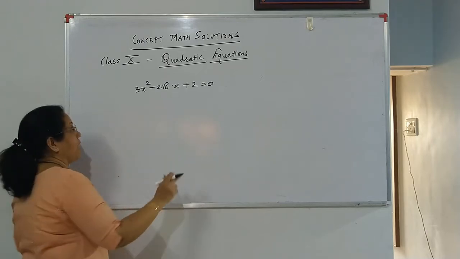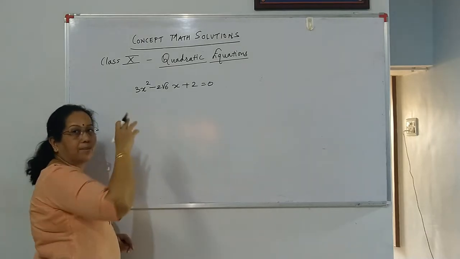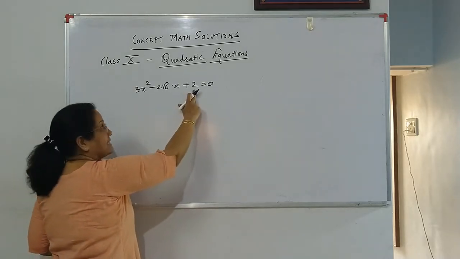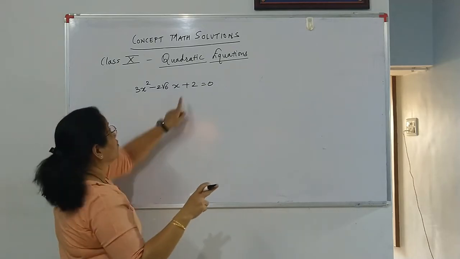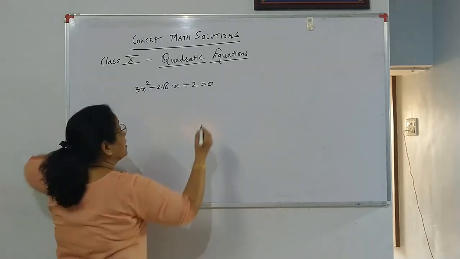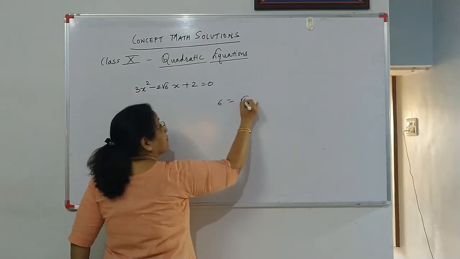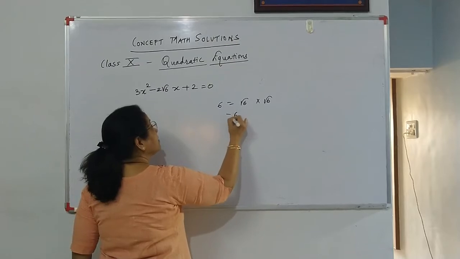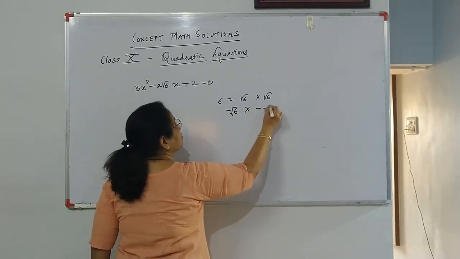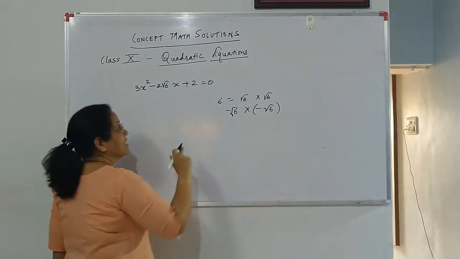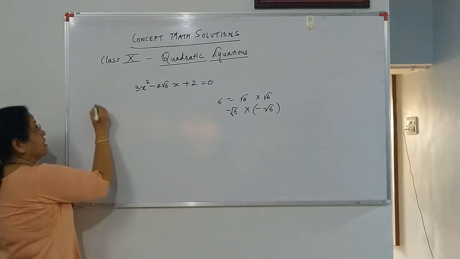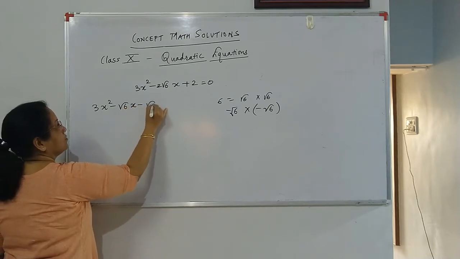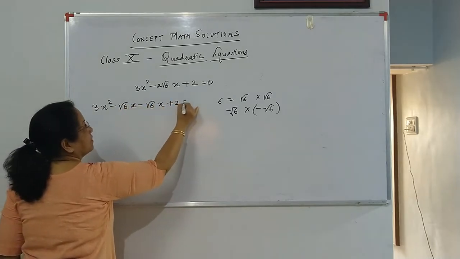Now there are two approaches. Either you break it in square or you find the factors. This is 3 2s are 6. We need factors of 6 whose sum is minus 2 root 6. So factors of 6 would be root 6 into root 6, it will be 6. And if I take minus root 6 into minus root 6, the product is 6 and sum is minus 2 root 6. So 3x square minus root 6x minus root 6x plus 2 equal to 0.